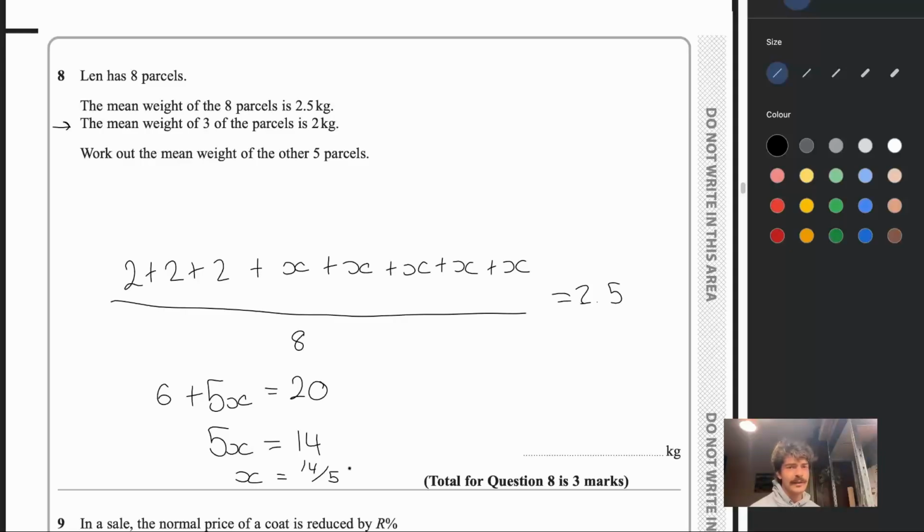Now, that feels a little bit strange. I can understand that. You're not finding the exact value of each, because that's impossible currently. But you can find the mean value, and the mean value assumes that each of them is actually the same, or each of the 5 that remain. And that's exactly what we've done. 14 over 5.